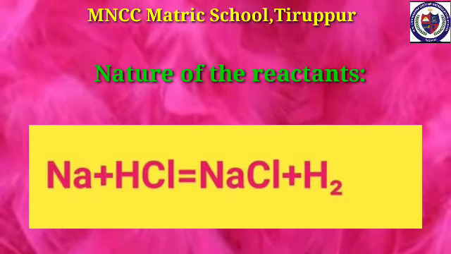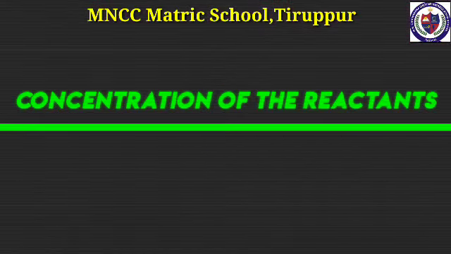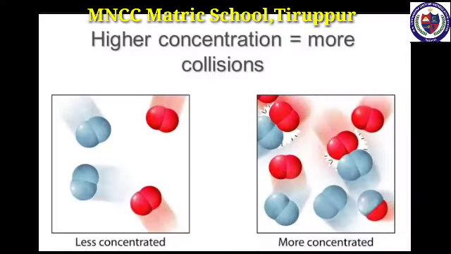Number 2. Concentration of the reactants. Changing the amount of the reactants also changes the reaction rate. The amount of the substance present in a certain volume of the solution is called concentration. The more the concentration, the more particles per volume exist in it and hence the faster the reaction. Granulated zinc reacts faster with 2 molar hydrochloric acid than 1 molar hydrochloric acid.